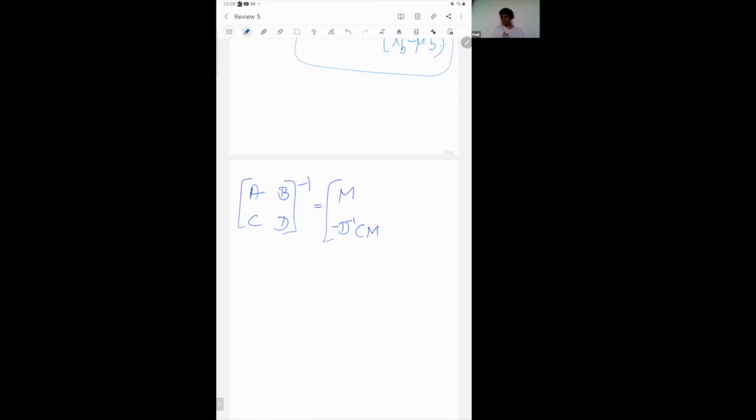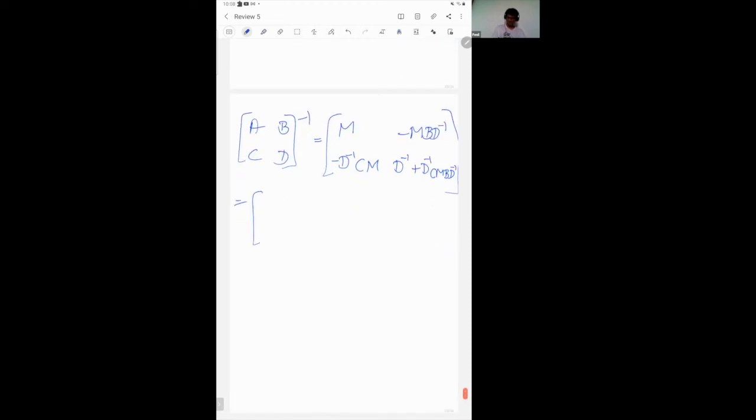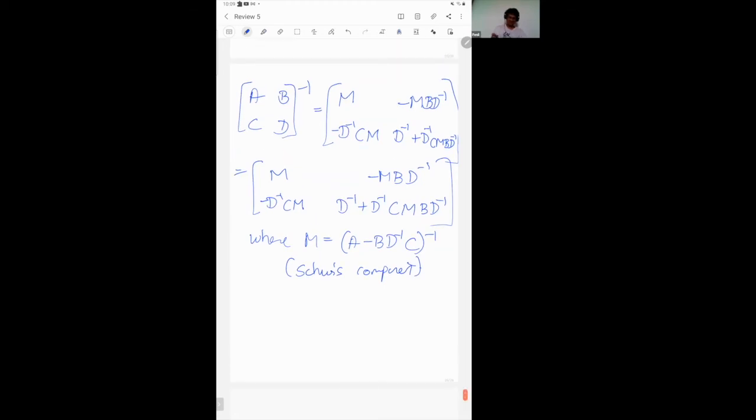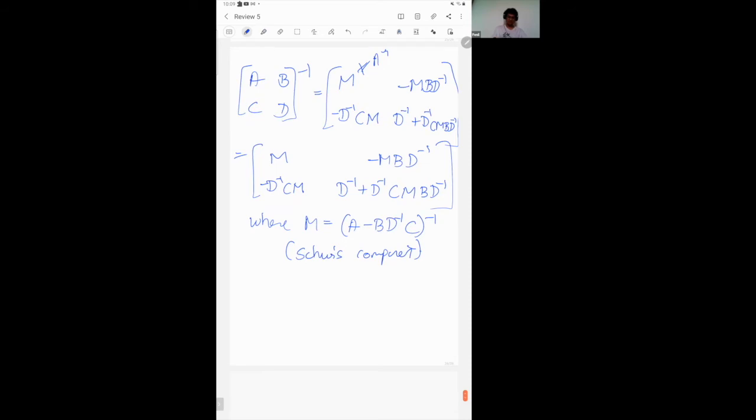No one expects you to remember this. It's just too messy. So we have M D inverse, D inverse plus D inverse C M B D inverse. Maybe I should write that in a better way: D inverse C M, minus M B D inverse, where M is A minus B D inverse C. It's called the Schur complement. As we thought, it wouldn't be as simple as just A inverse here, which is not equal to A inverse. And we can easily verify it.